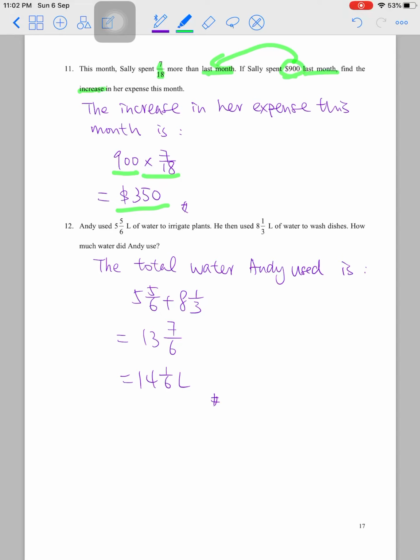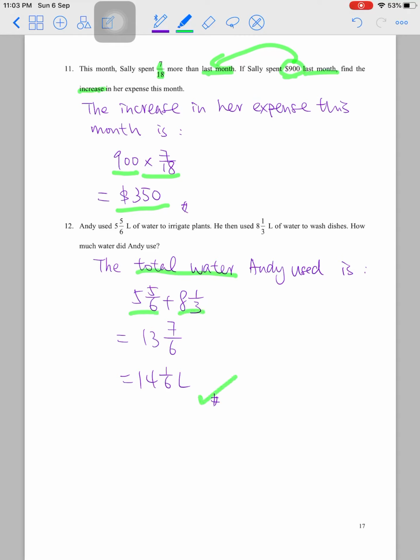Question 12. Andy used 5 and 5 over 6 liter of water to grow the plant. Then he used 8 and 1 over 3 liter of water to wash the dish. How much water did Andy use? That means the total only. So for the total, you add up the two fractions. Then you will calculate for this one.